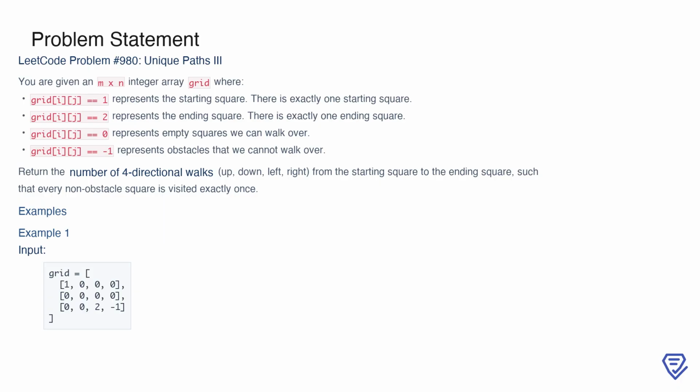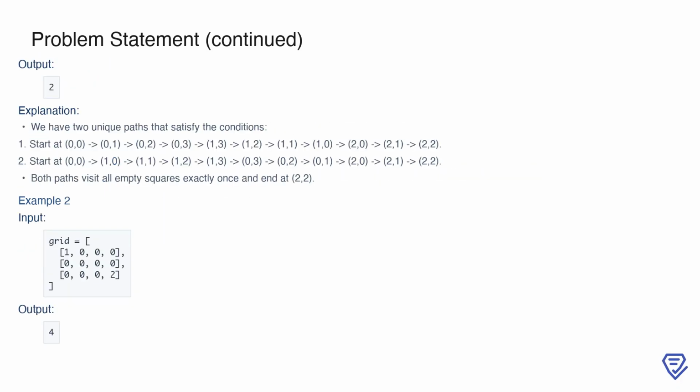The goal is to determine the number of valid paths from the starting square to the ending square, under the condition that every non-obstacle square is visited exactly once. Additionally, movement is restricted to 4 directions: up, down, left, and right. To better understand the problem, let's look at an example.